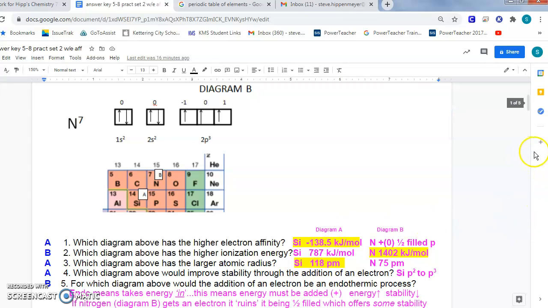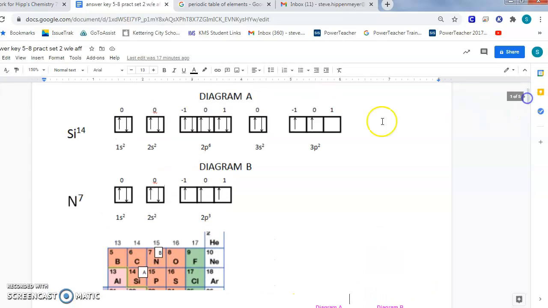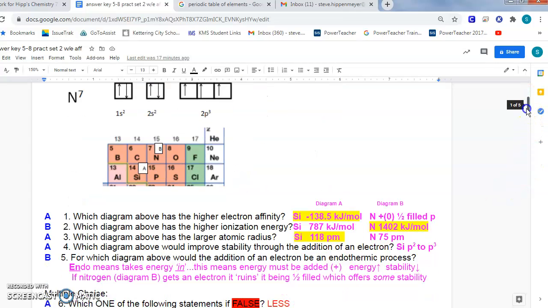Even more than that. Nitrogen's very hard because there's some stability here. Nitrogen does not want to give up any of those electrons. It's already stable, so it's going to take more energy to rip those electrons off.